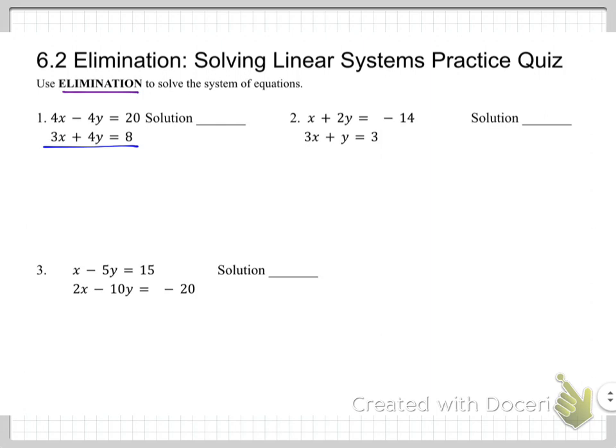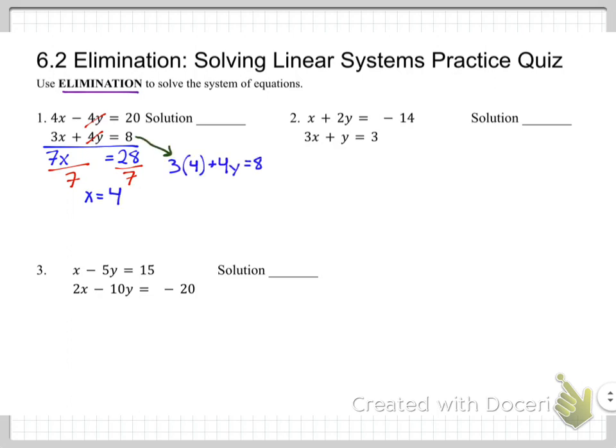Let's add up each of the variables, kind of in columns here. So 4x plus 3x is 7x. The negative 4 and the positive 4 add up to 0, so I'm just going to cross those out here very lightly because I need to be able to see that for later. And 20 plus 8 is 28. Now we solve for x by dividing by 7. X is 4, and I'm going to substitute that back in.